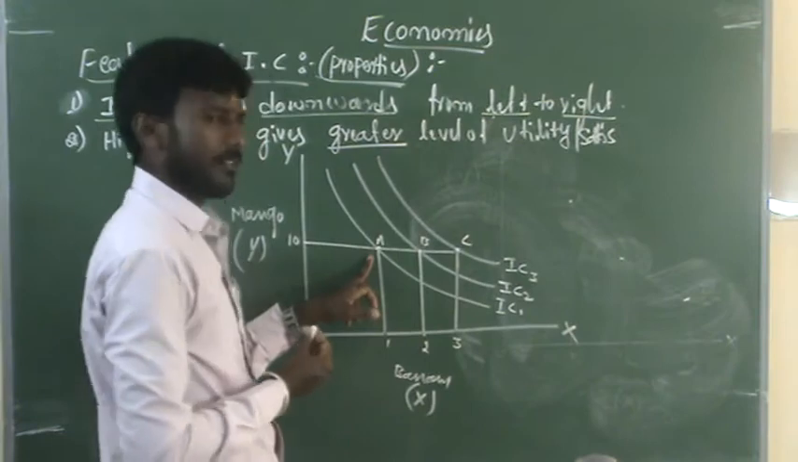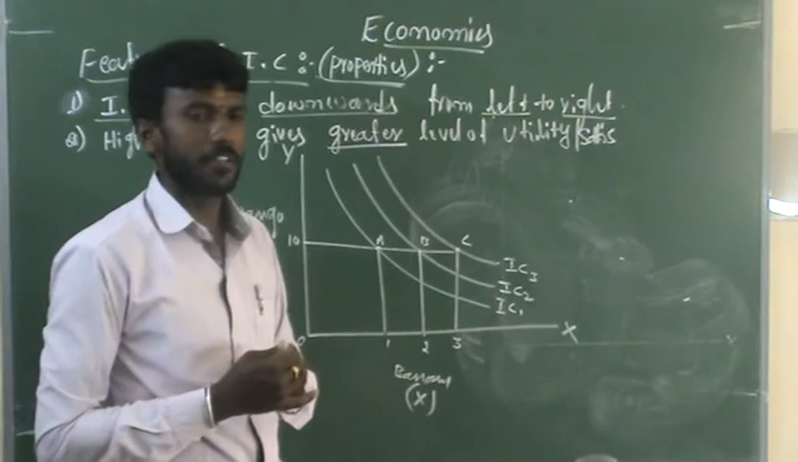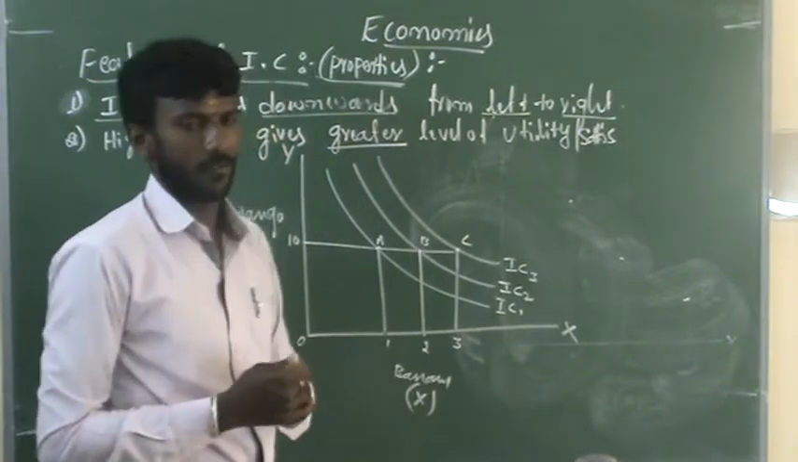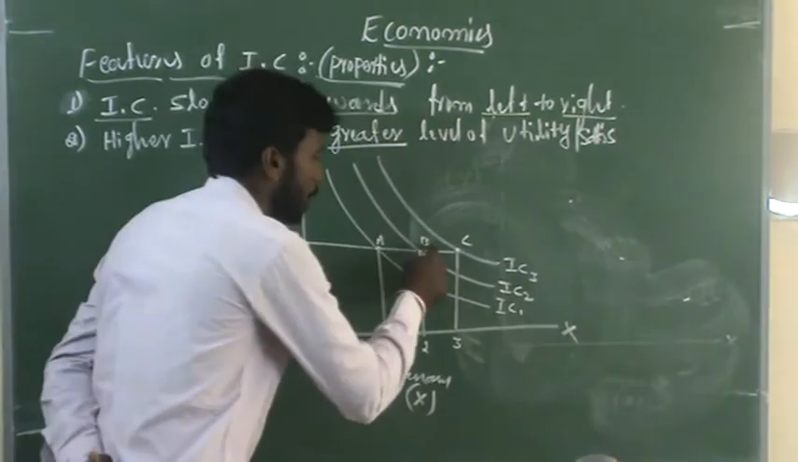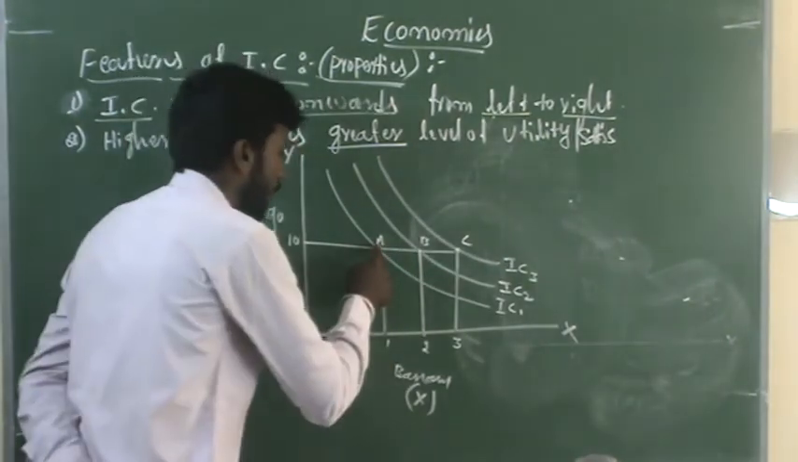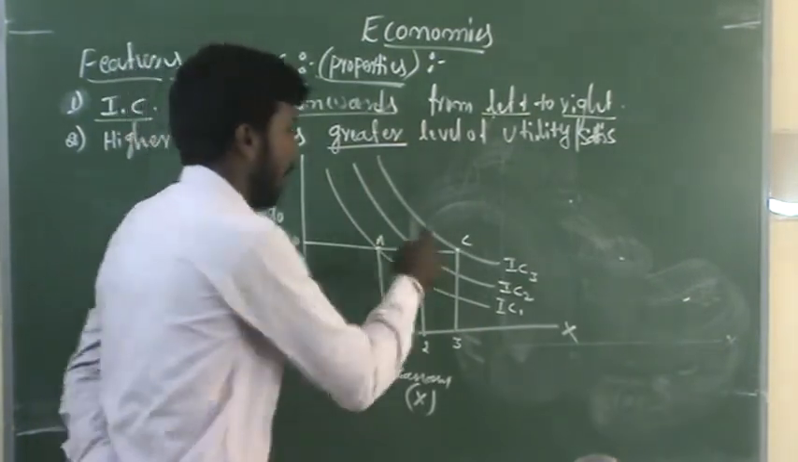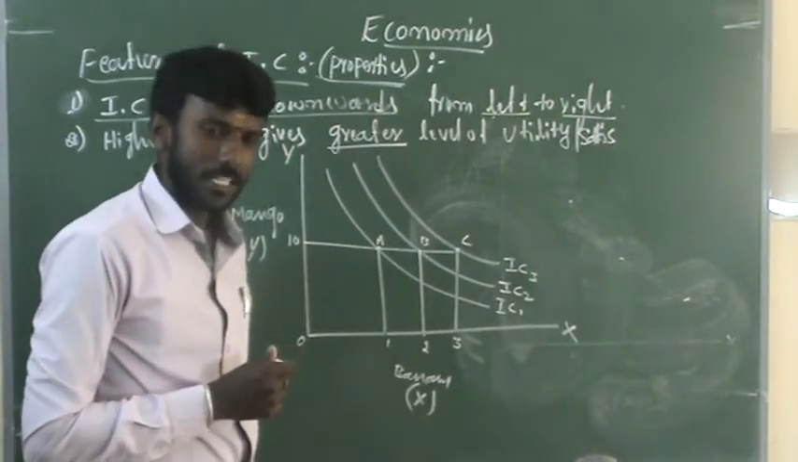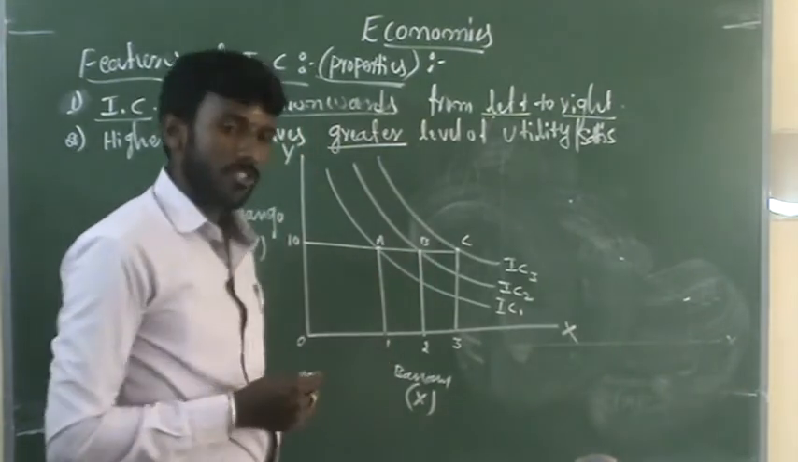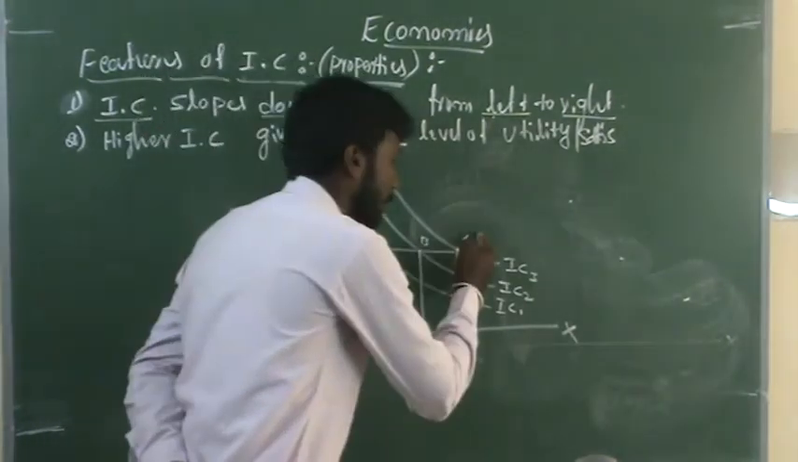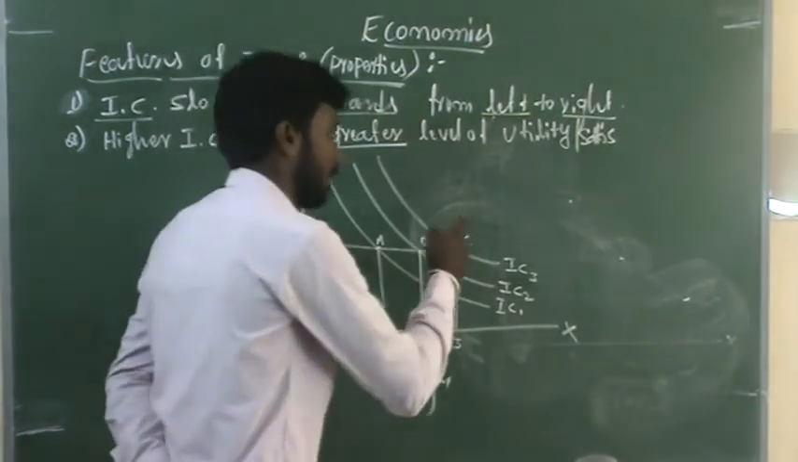Point A gives a lower level of satisfaction compared to B and C. Why? Because point A is located on IC1. Point A gives a lower level of satisfaction compared to B and C. Why? Because point A is located on indifference curve one. Point B gives more satisfaction in comparison with A. Point B gives less satisfaction when compared with C. Why? Because it lies on IC2. Right? Now coming to C.